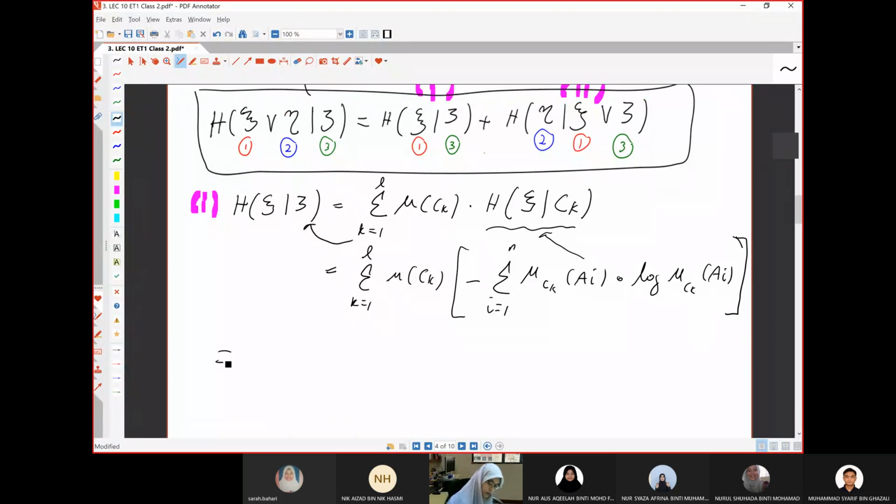Okay, now so I write here. From the properties of the summation, you can collect the sum. So I have minus the sum over k from 1 until L, and then you continue with the sum over i from 1 until n of mu.